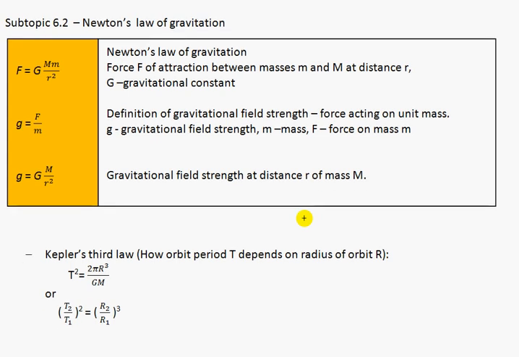Subtopic 6.2, Newton's law of gravitation. If you have two masses m and m at distance r, then force of gravitational attraction will be given by this formula where G is gravitational constant. Force acting on unit mass will be called gravitational field strength. And if you have a planet or star with mass M, then gravitational field strength will be given this way.